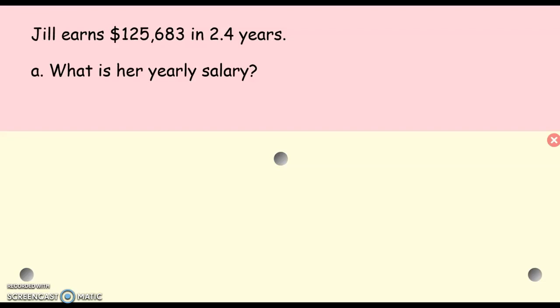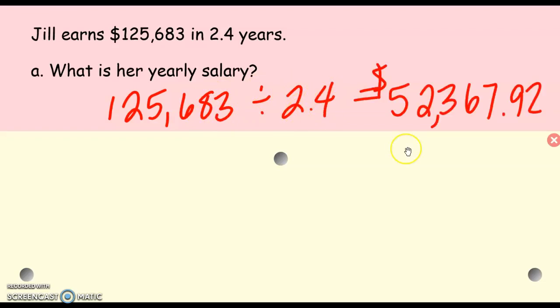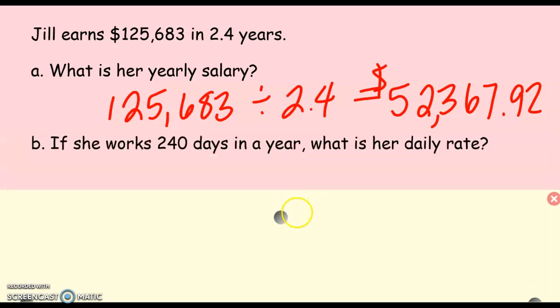It says that Jill earns $125,683 in 2.4 years. What is her yearly salary? Well, really, all I need to do is divide these two. So I'm going to take 125,683 divided by 2.4. What you're going to see with this one is you're going to actually get a decimal. I'm going to have to round it off because it's money and I need to round, and so I have a fair change. Now, if she works 240 days in a year, what's her daily rate?